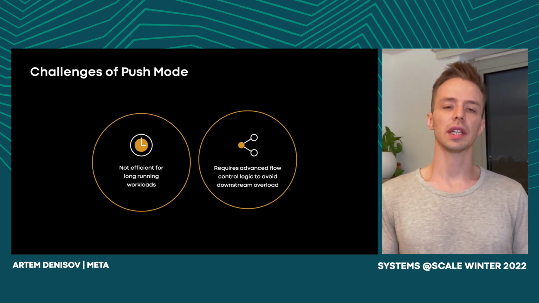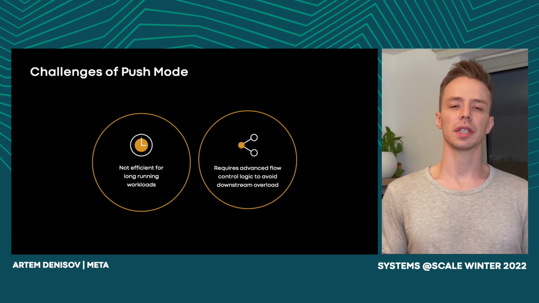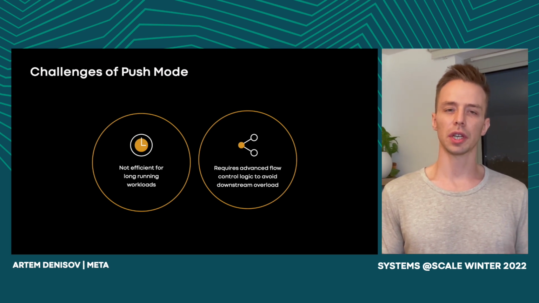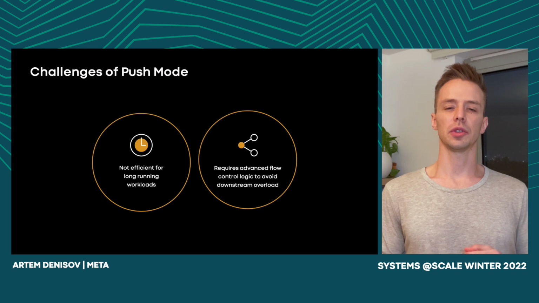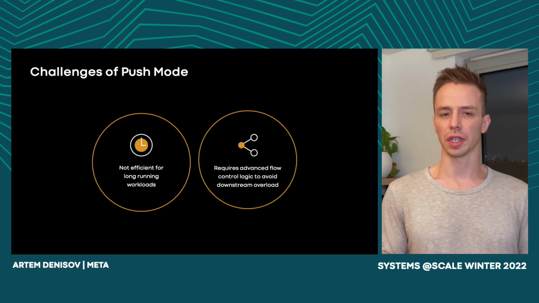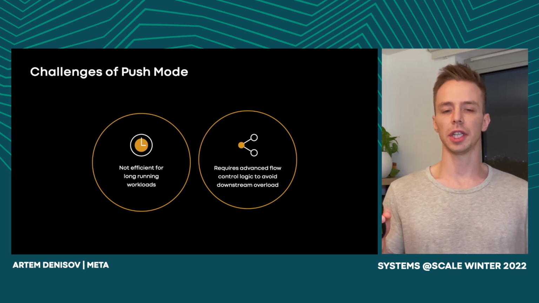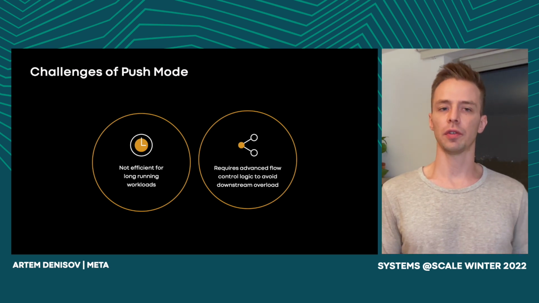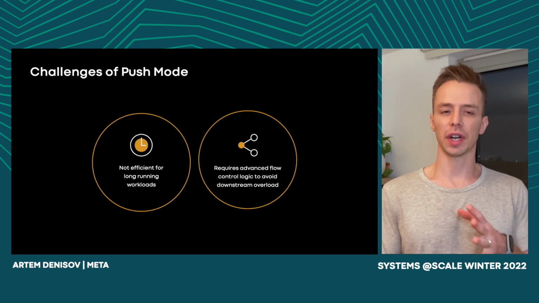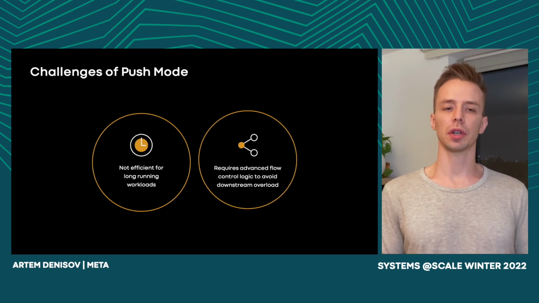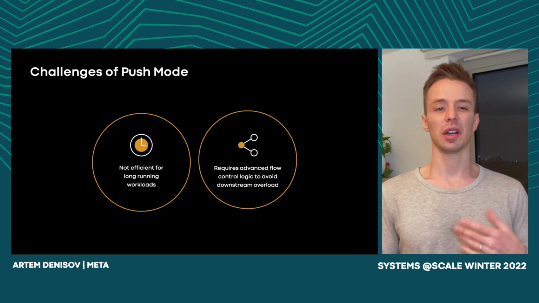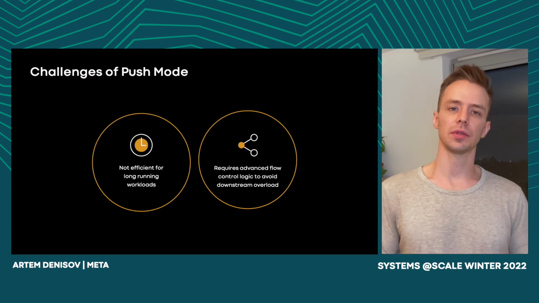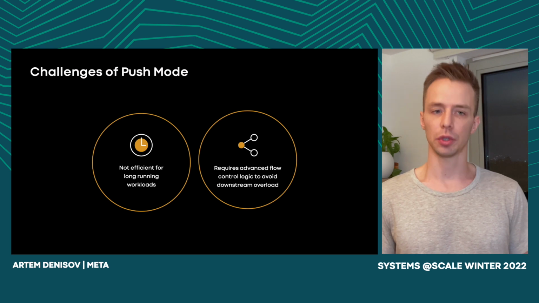And the second thing is that using the push mode requires us to put extra flow control logic on the source side in order to protect downstream from overloading. Because many different sources would now be independently pushing data to a single compute runtime, they might easily overload it. So it requires a little bit of special handling. Keeping in mind that for our platform, the distribution of running time is such that most of the workloads finish within seconds, these two were not major downsides for us. That's why we decided to proceed with the push mode.